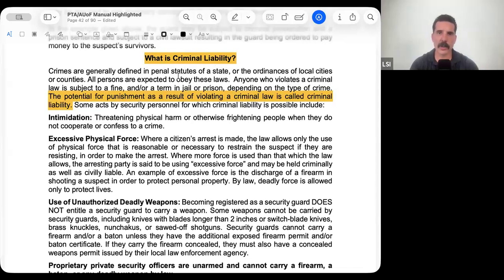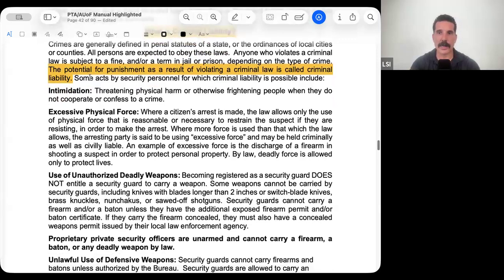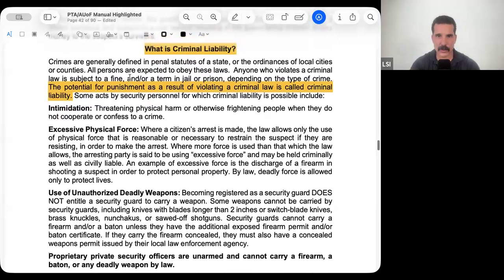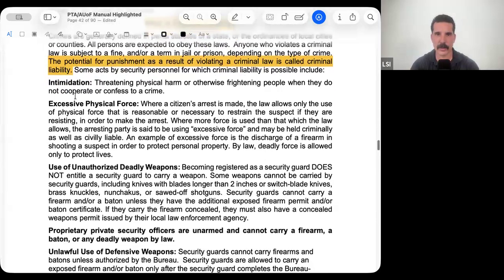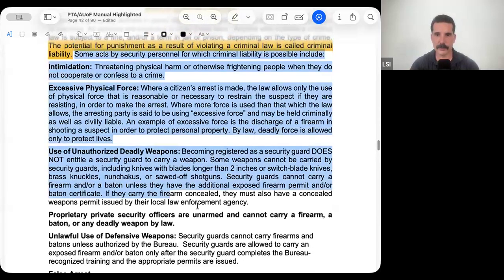Now, also, I want to make it clear. Penal statutes are usually laws made by the lawmaking body of a state or the federal government. Ordinances are local. Those are like cities and counties and things like that. All right. Now, the next sentence in this first paragraph under what is criminal liability, we're going to highlight where it says the potential for punishment as a result of violating a criminal law is called criminal liability. That's the definition of criminal liability. You're going to highlight that whole sentence. All right, and then we're going to continue.